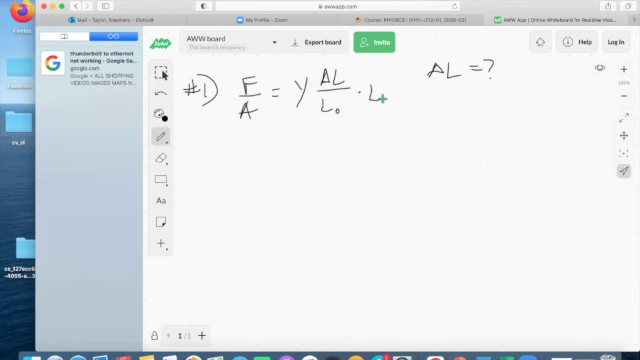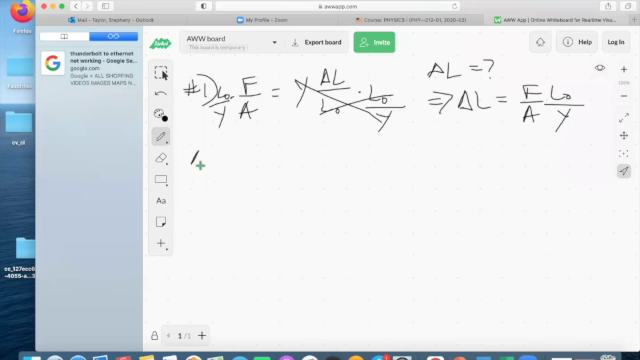So let's move that to one side of the equation by itself. To do that, we would multiply by the original length and divide by Young's modulus. So let's do that to the other side as well. All right, divide by Young's modulus and multiply the original length. So that accounts for the original length and Young's modulus. So we'll end up with the change in length being equal to our force over area times the original length divided by Young's modulus.